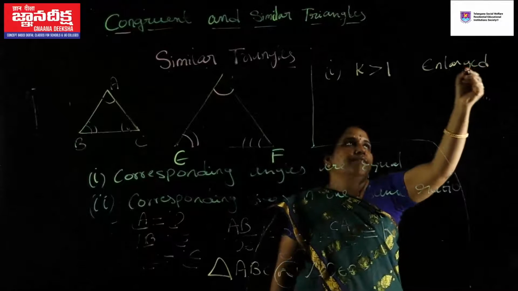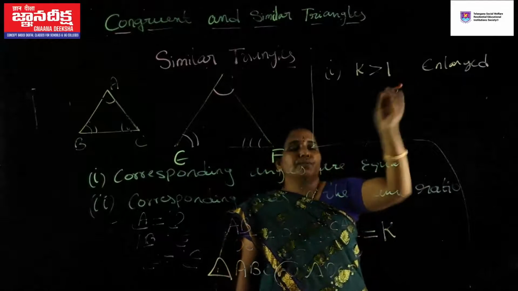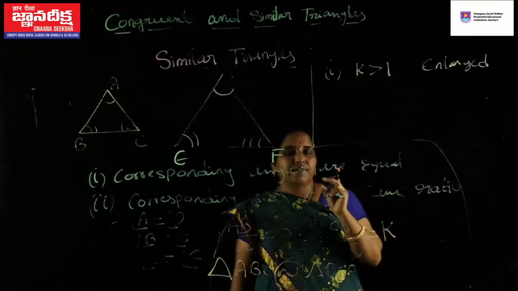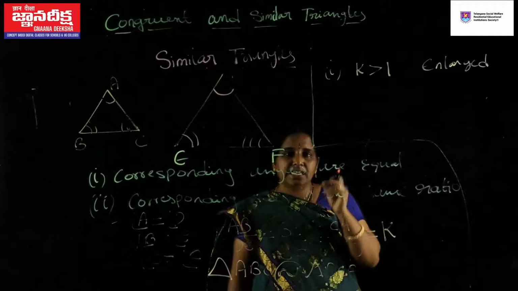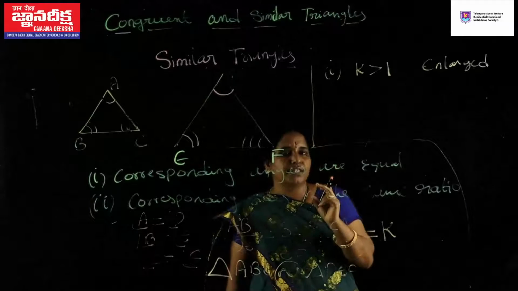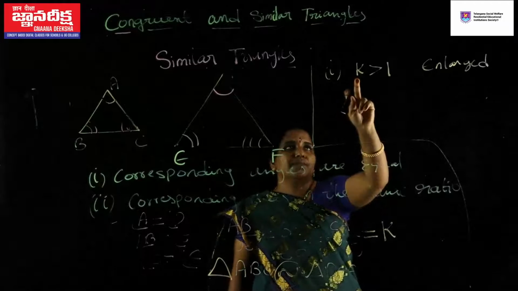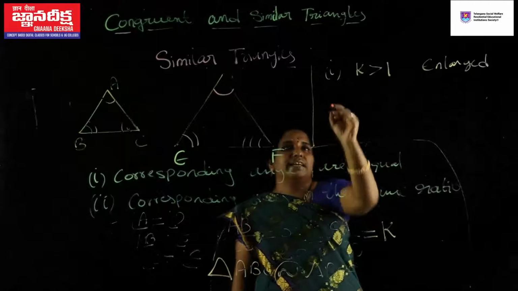We get a figure which is enlarged, means bigger one. This concept is used in microscopes. Very small objects which cannot be seen with the naked eye can be seen using the microscope. The object is small and it is enlarged and we can see that object. So in that case, proportionality constant K value will be greater than 1.